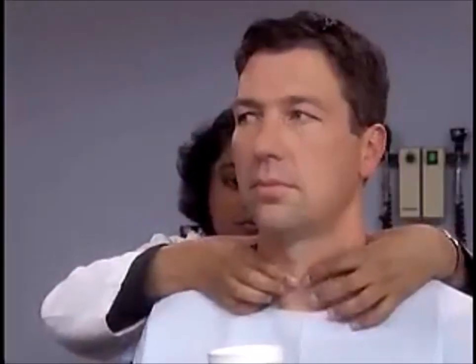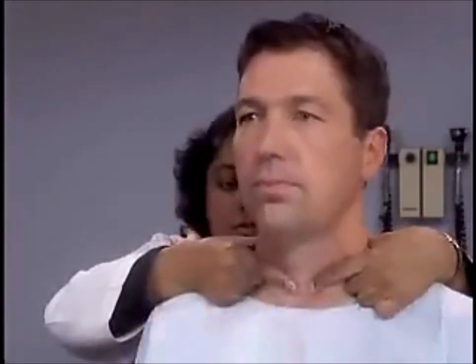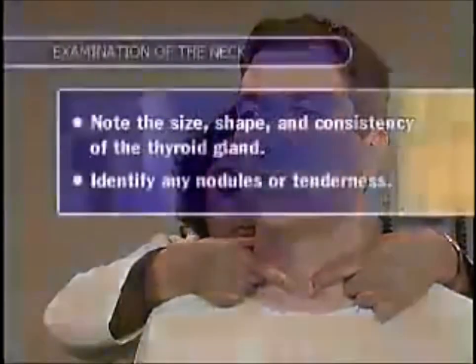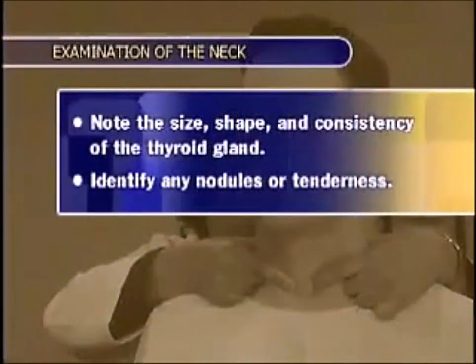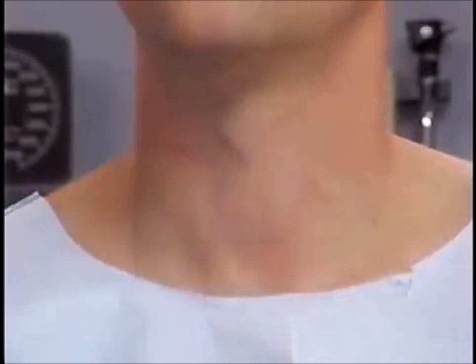Again, ask the patient to take a sip of water and then to swallow it. Feel for the thyroid isthmus rising under your finger pads. Note the size, shape, and consistency of the thyroid gland, and identify any nodules or tenderness. If the thyroid gland is enlarged, listen over the lateral lobes with a stethoscope to detect a bruit, a sound similar to a cardiac murmur, but of non-cardiac origin.